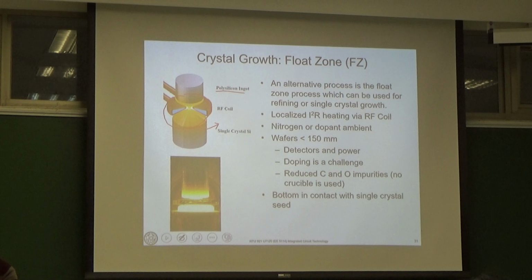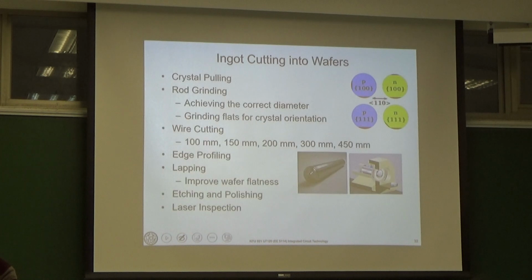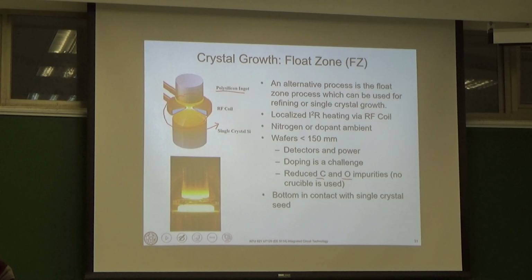In this case, we don't have carbon because we don't need to use a graphite crucible, and it can also reduce the oxygen impurities. And I think we will talk about these segregation properties later. I'm not sure if in this chapter or in the following chapters.